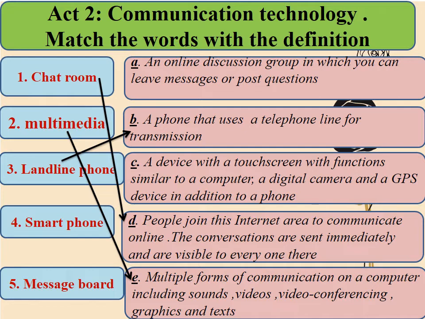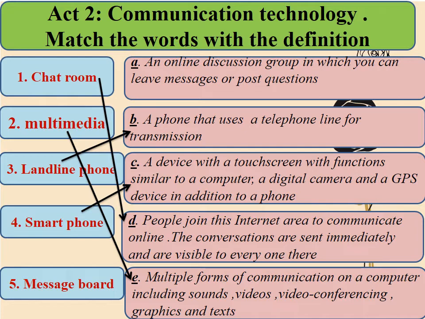Smartphone, điện thoại thông minh, sẽ nối với câu C, a device, một thiết bị with a touchscreen, with functions. Function là chức năng nha các em. Function similar to a computer. Similar là tương tự. A digital camera, digital là kỹ thuật số, and a GPS device in addition to a phone.